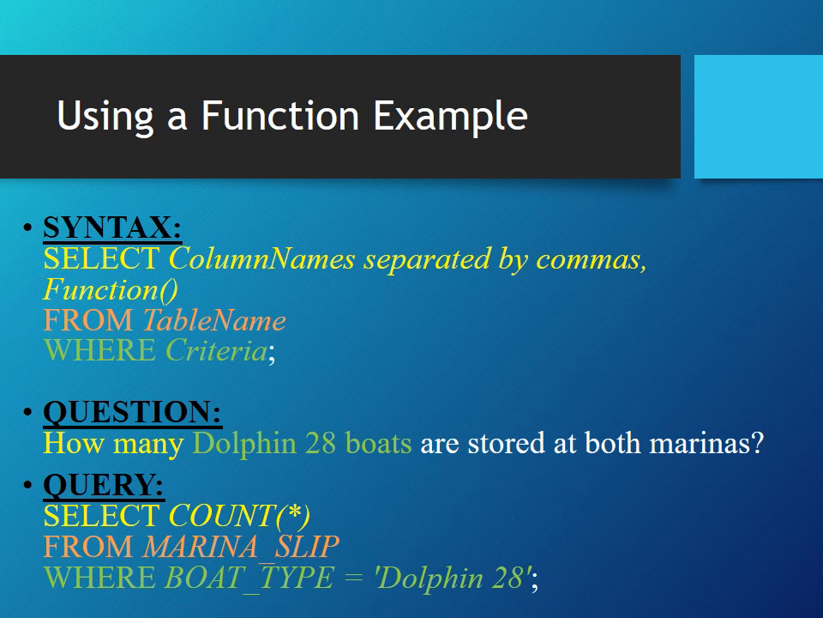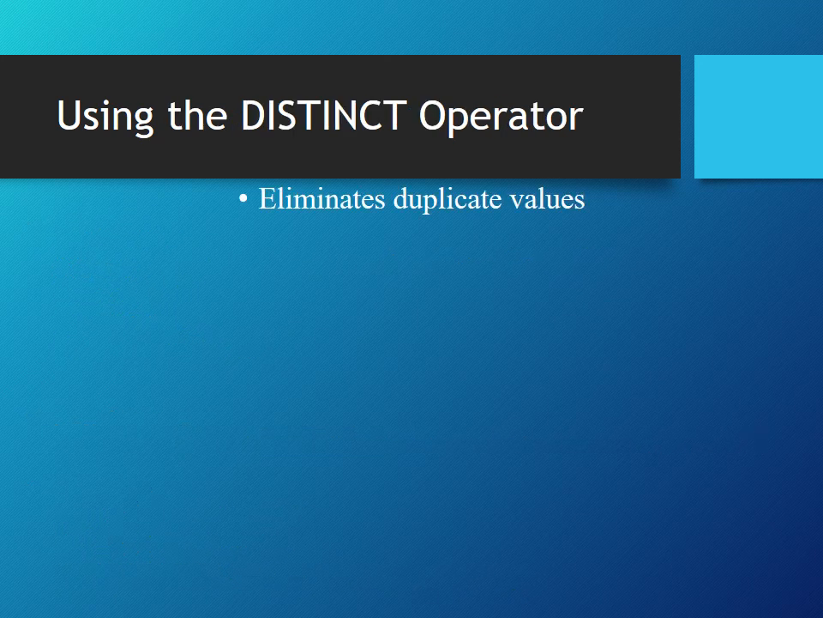Select count, and then in parentheses we have an asterisk. The reason we have an asterisk is because we want to count every row, every individual row. And then from marina slip, where boat type equals Dolphin 28, and then of course a semicolon to execute the command. Now let's look at the operator for eliminating duplicate values.